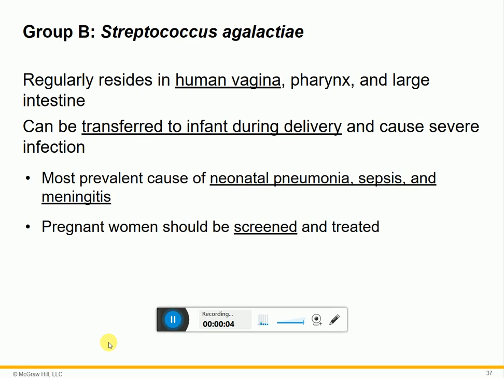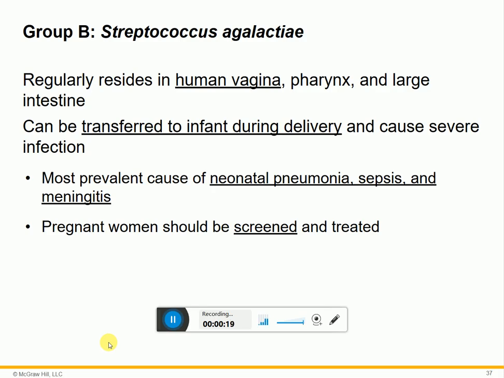Now in this part, we're going to be talking about the other kinds of Streptococcus. So the first one is group B Streptococcus, known as Streptococcus agalactiae. This usually resides or lives in the vagina, and that is why pregnant women are screened for it.